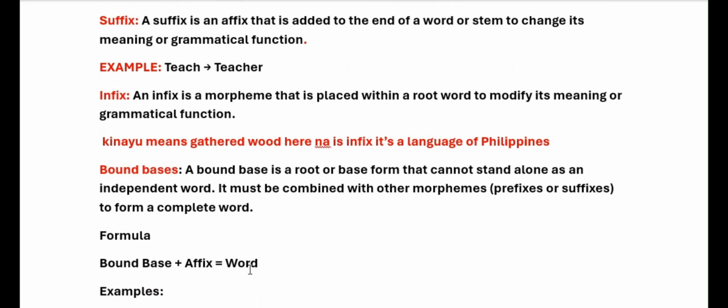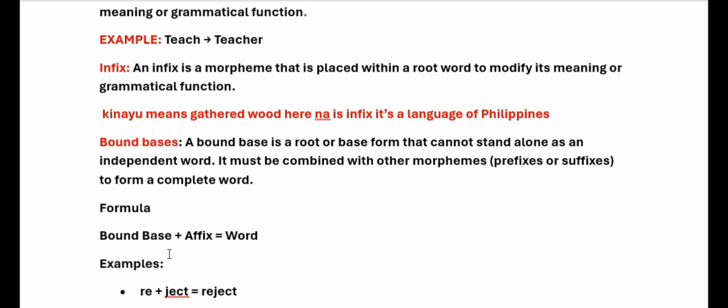Now let's see what are bound bases. A bound base is a root or base form that cannot stand alone as an independent word. It must be combined with other morphemes, prefixes or suffixes, to form a complete word. Now we understood free morphemes. A free morpheme is an independent base that can stand alone to give meaning. Now here in bound morphemes, one can be a bound base. Now bound bases cannot stand alone for meaning. For example, a bound morpheme will come with affixes to make the word.